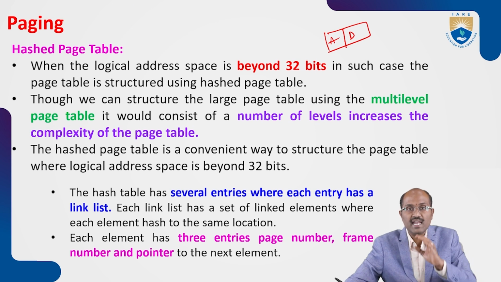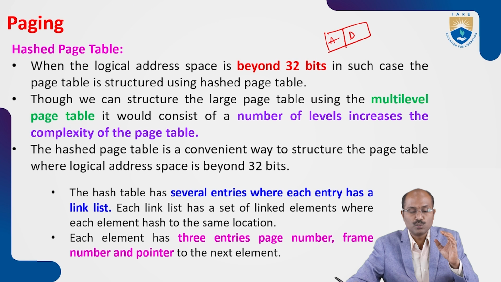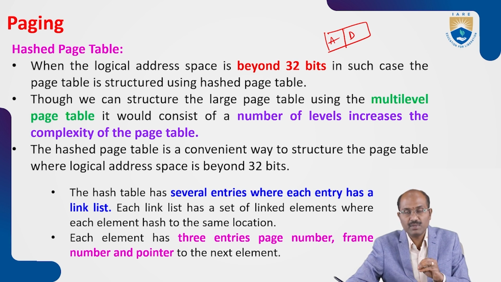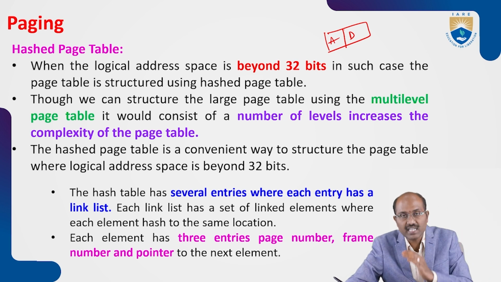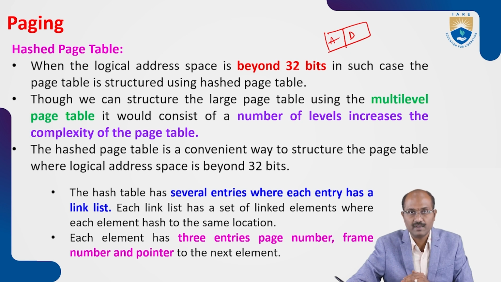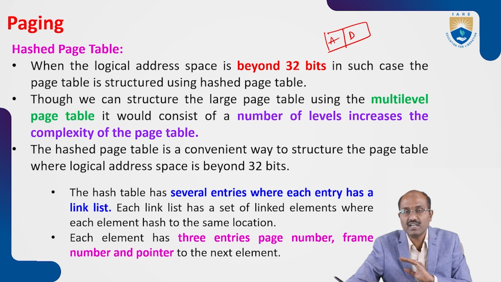That is the linked elements where each element has some location. Each element has three entries: page number, frame number and pointer to the next element. The pointer points to the next page. So this is the mapping of the hash page table, because this is also called multi-level paging. The multi-level paging we can't see in the hierarchical page table; we see it in the hash page table structure, and we can see it in the inverted page table also.